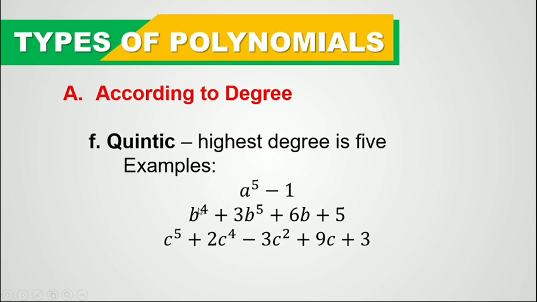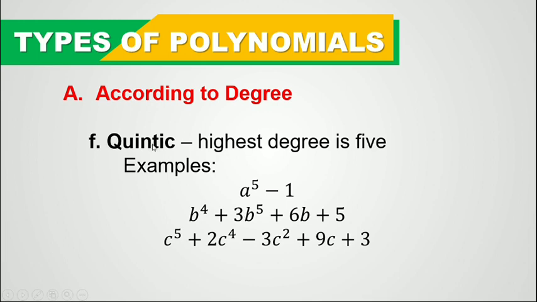So look at the second example, b raised to 4 or b to the 4th power plus 3b to the 5th power plus 6b plus 5. Although this was written first, but look at here. The 5 is still the highest degree. So therefore, this kind of polynomial is under quintic polynomial.